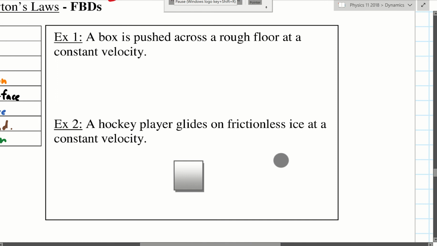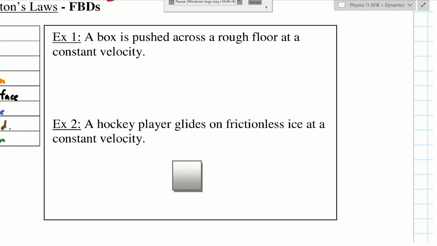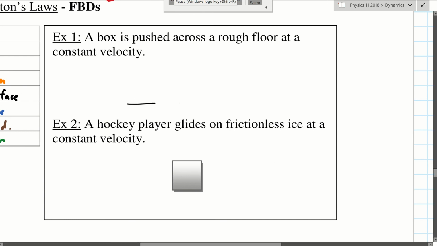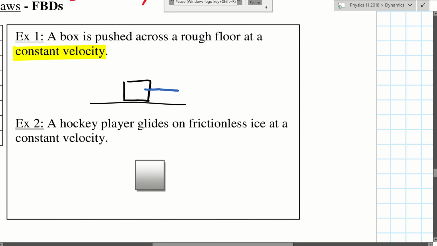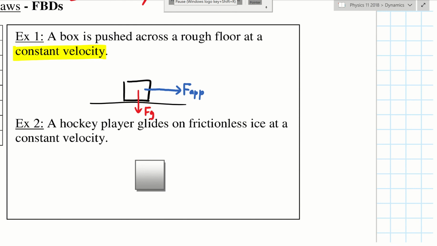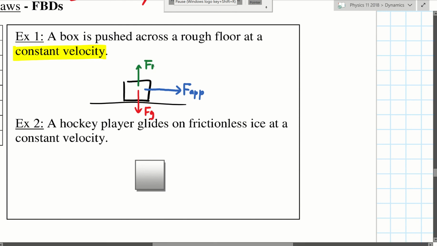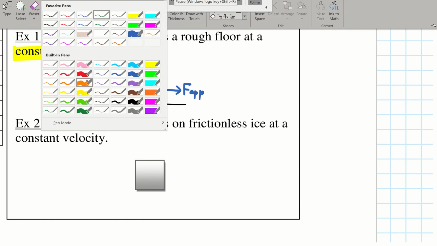Okay, so I will do 2 examples. First one is a box pushed across a rough floor at a constant speed. So first of all, you have to notice that it's constant speed. Now what does that mean? So someone pushing the object, let's say to the right hand side, and this is the applied force. Okay, that exists. And then I have force of gravity because we are on Earth. And then I have normal force because we are on a surface. And how big is normal force? Same as gravity. Otherwise, the box will go flying up or it goes under, which is scary.